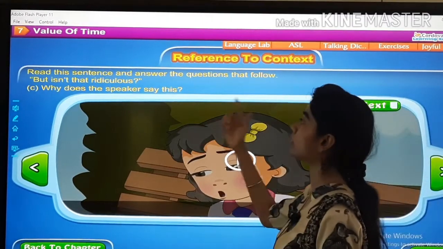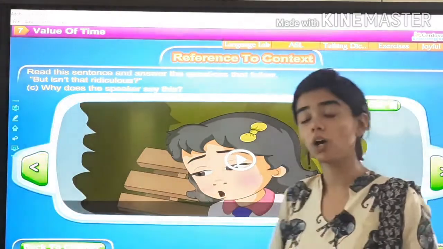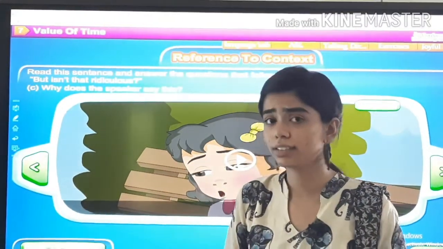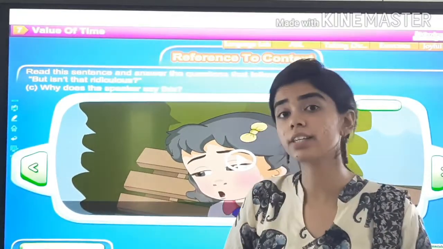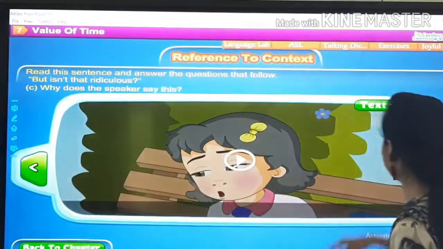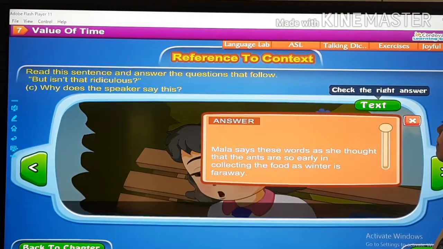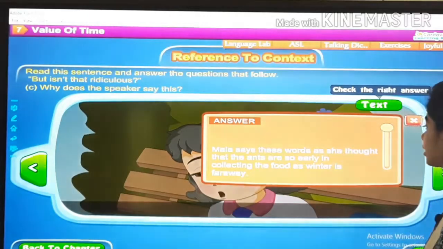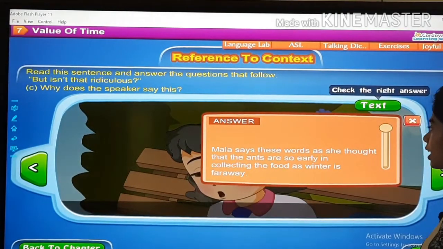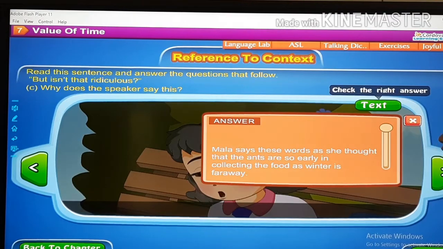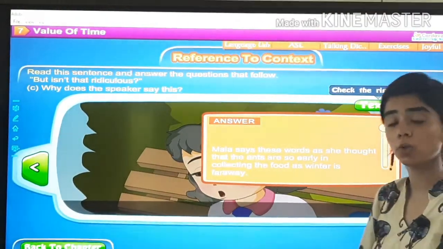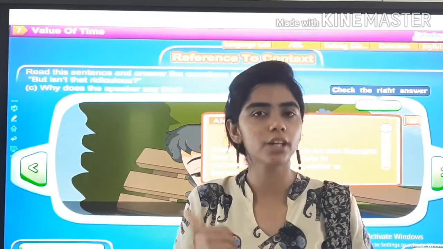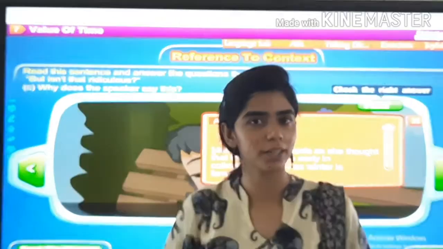Why does the speaker say this? Now this sentence, isn't that ridiculous? Why did she say this? Usne aisa kyun bola? Let's see. Mala says these words as she thought that the ants are so early in collecting the food as winter is far away. Mala ko aisa laga ki itni jaldi food collect karne ki kya zarurat hai?